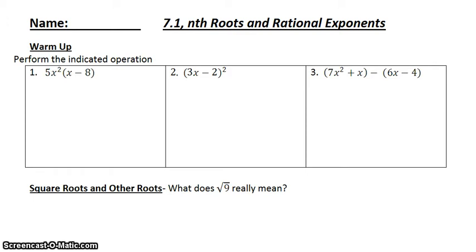Perform the indicated operation, and when you're done, hit unpause to check your answers.